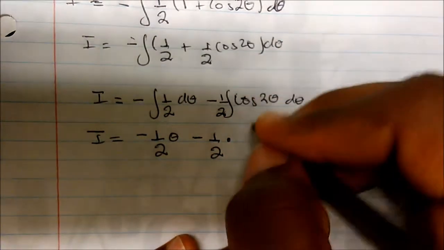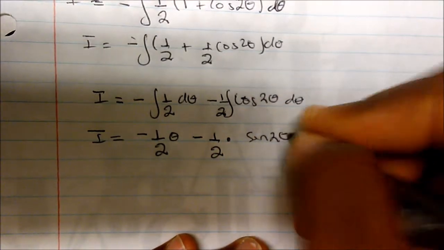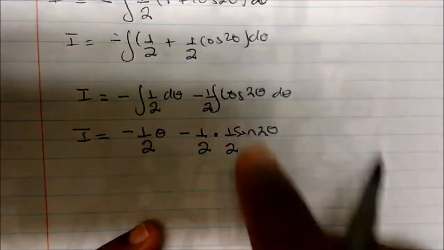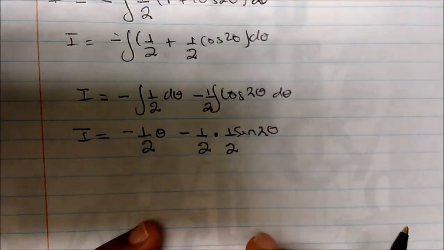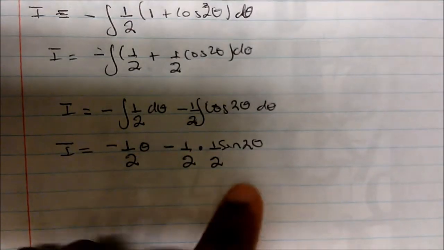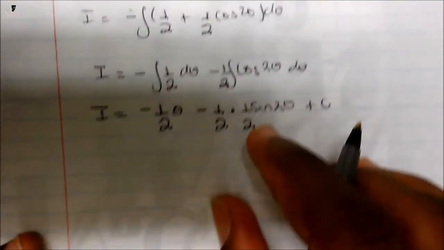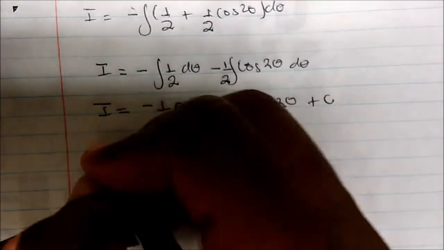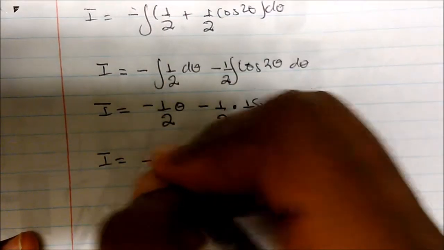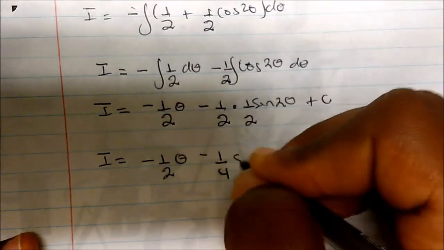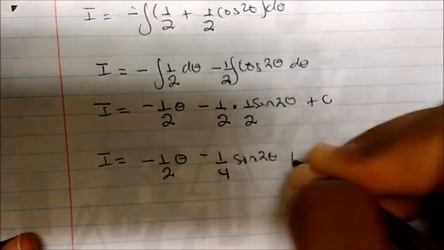That happens to be sine of 2 theta, but because we have a 2 here, we have to multiply by 1/2 to cancel out that 2 when we take the antiderivative. And so the antiderivative of cosine 2 theta is 1/2 sine 2 theta. Okay, and we just attach our plus c. So looking at this, the integral is now given as 1/2 theta minus 1/4 sine 2 theta plus c.